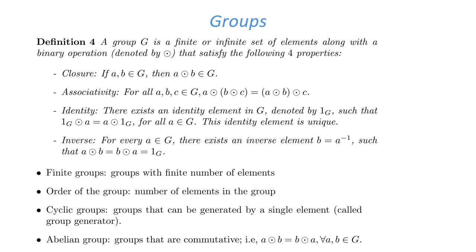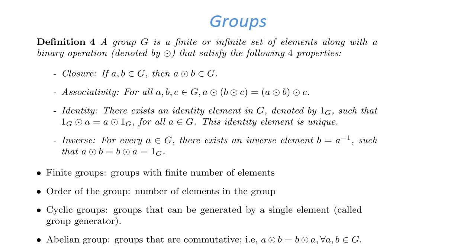We will define a few additional concepts. Finite groups are groups with a finite number of elements. So for example, the group of integers modulo n with addition being the group operation is a finite group. However, the set of integers with addition being the group operation is not a finite group. The order of the group is the number of elements in the group.